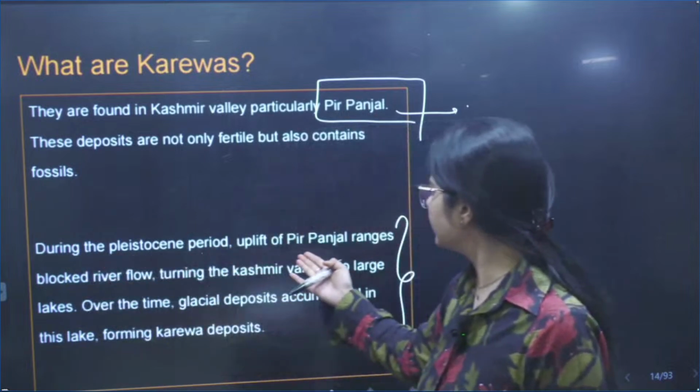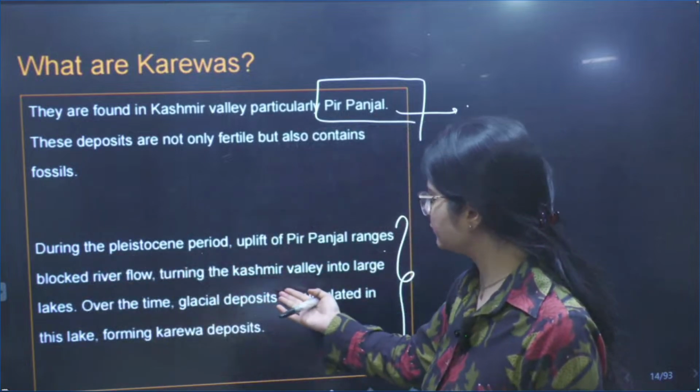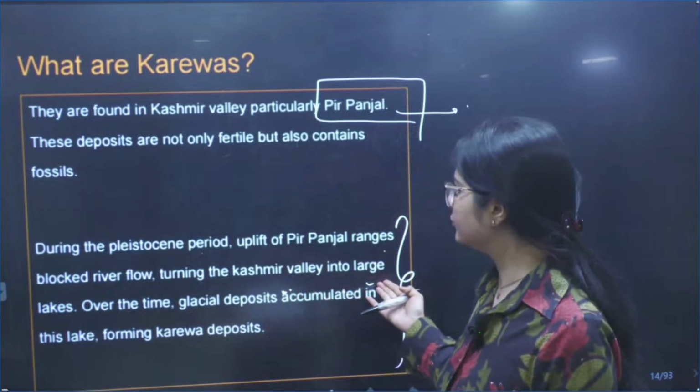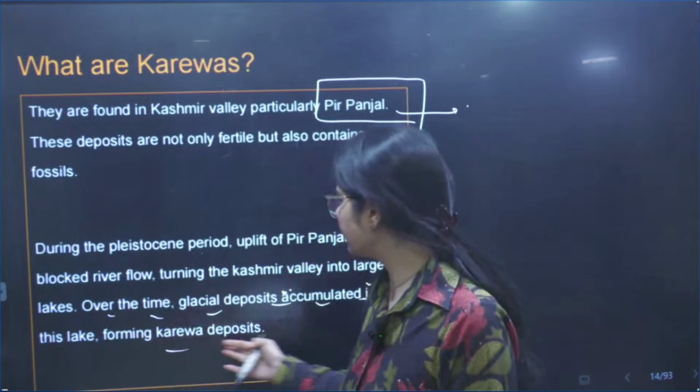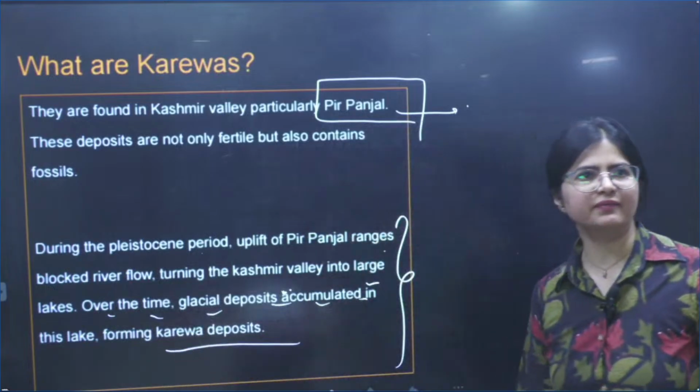During the Pleistocene period, uplift of Pir Panjal ranges blocked the river flow and turned the Kashmir Valley into large lakes. Over the time glacial deposits accumulated in this lake forming a Kareva deposit. This is how the Kareva has been formed.